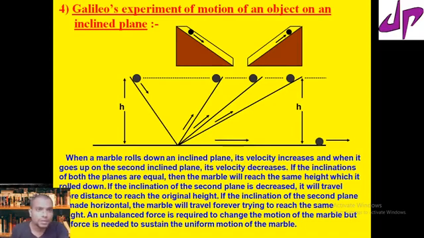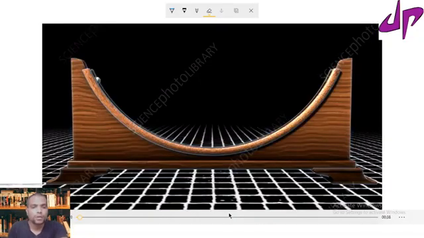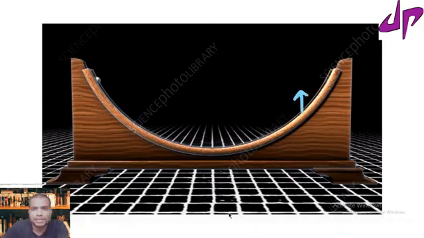Last class we discussed Galileo's experiment of the motion of an object on an inclined plane. Galileo made the first attempt to study the motion of an object. For that we considered an inclined plane. So this we have taken as an inclined plane.